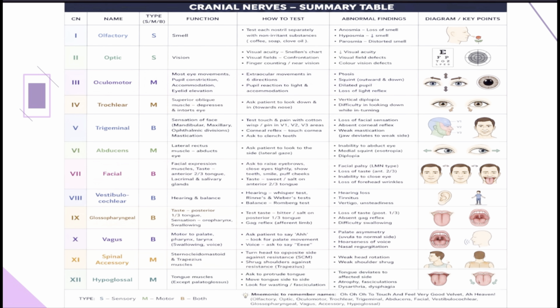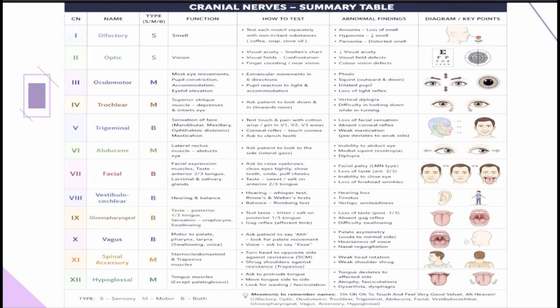Second is the optic nerve. It is responsible for vision. Test visual acuity using the Snellen chart, finger counting, and visual fields by confrontation. Look for reduced vision or visual field defects. Third, fourth and sixth cranial nerves, oculomotor, trochlear and abducens, control the eye movements. Ask the patient to follow your finger in 6 directions. Check for ptosis, squint, diplopia or restricted eye movements.